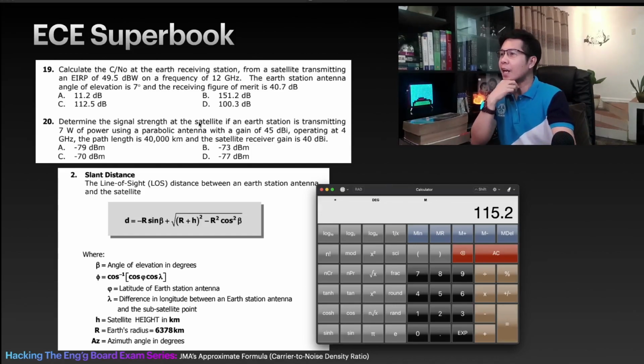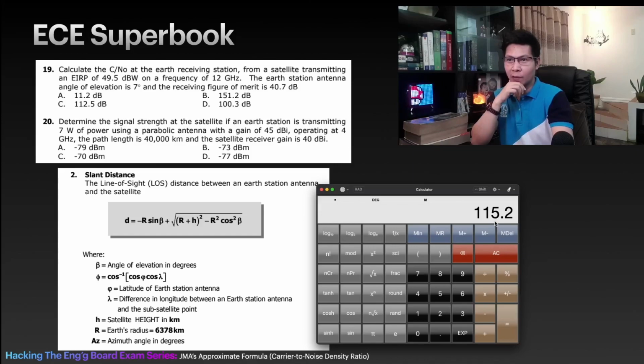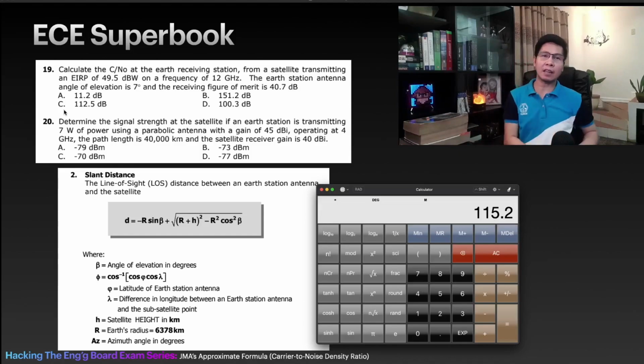Ang pinakamalapit dito, so hindi ako sure kung ito ba'y pass board exam. Hindi ko nalagyan ng tag eh. Kasi normally yung mga pass board exam ko is nakalagay kung anong board examination siya. So I'm not sure if this is a pass board exam question, but take note of the choices. A is 11.2, and then C is 112.5, B is 151.2, D is 100 dB. Ang sagot natin approximate is 115.2. And the closest is definitely letter C.